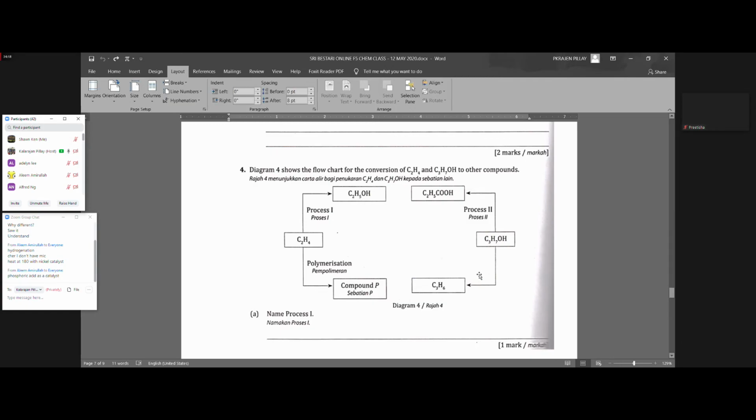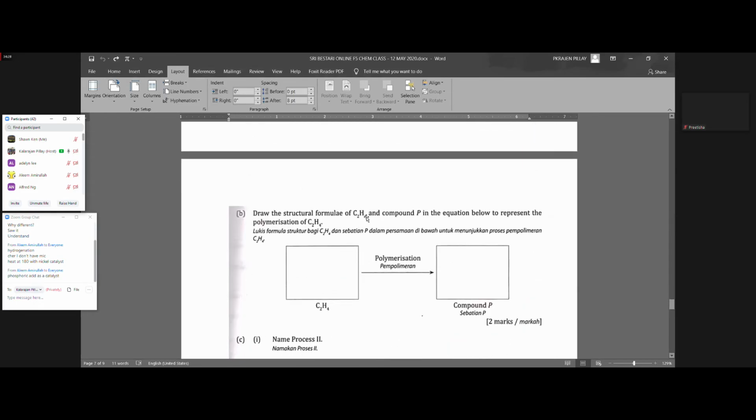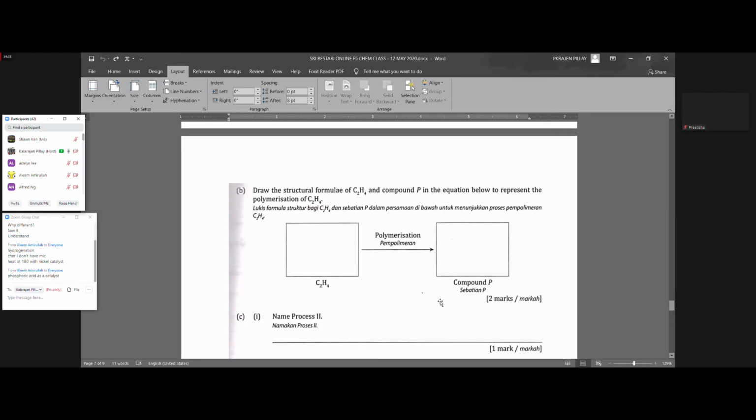Now you can answer the question. Name process 1. So process 1 is hydration. They ask for a name, give me a name. Draw the structural formula of C2H4. This one is polymerization. Shall we try? You try now in this box here. So this must be the monomer. So ethene first.